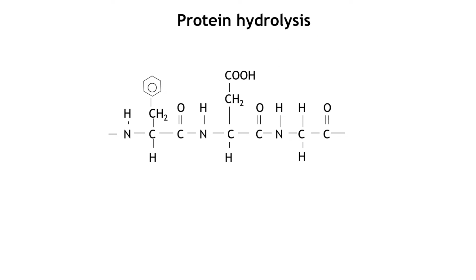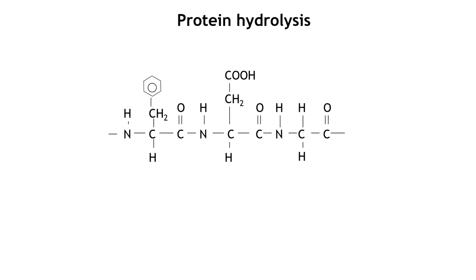This structure shows a section of a protein containing 3 amino acids. What I'd like you to do is get a pencil and paper and draw the full structural formula of the amino acids produced from the hydrolysis of this section of protein. So pause the video, have a go, and then I'll show you how to do it.